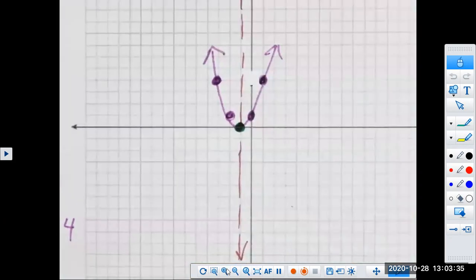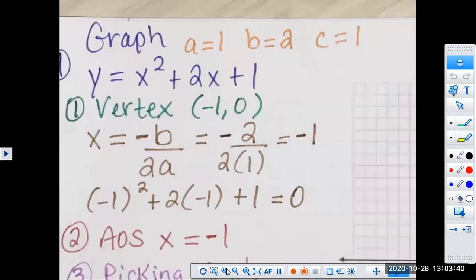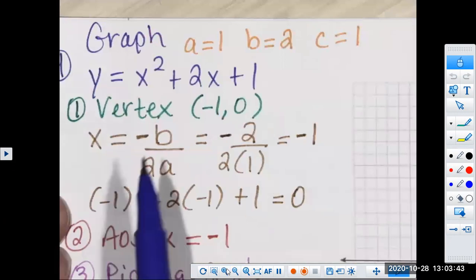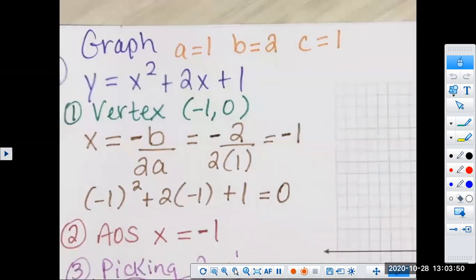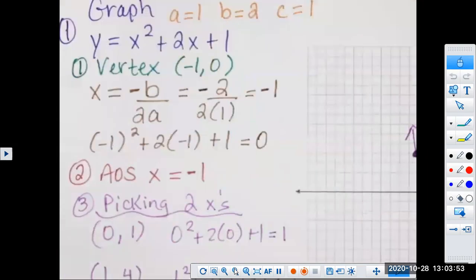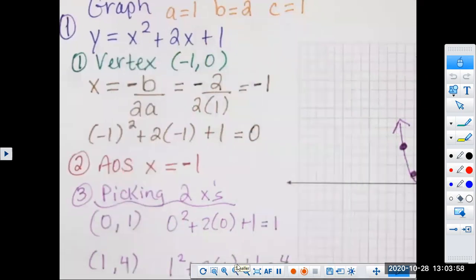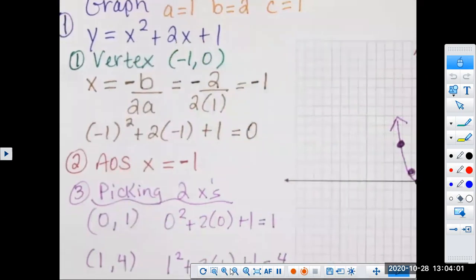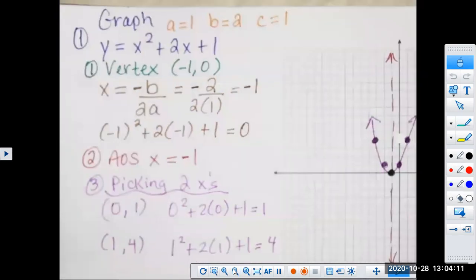All right, going back, and I should have mentioned this at first. How could you tell in your equation that your parabola is going up? What was your a value? What was this leading number? 1, and it's positive, so it's going up. If that leading number in front of x squared is negative, it's down. Is your vertex a minimum or a maximum here? It is a minimum.